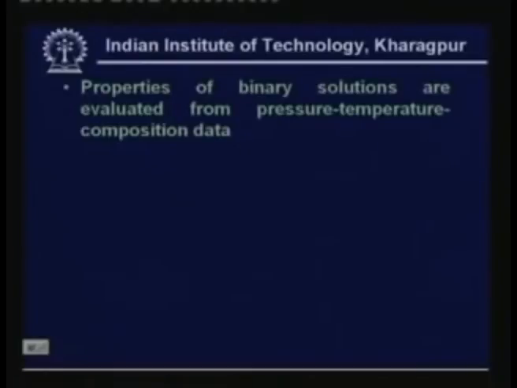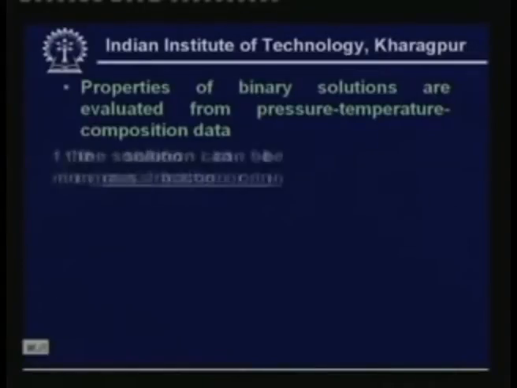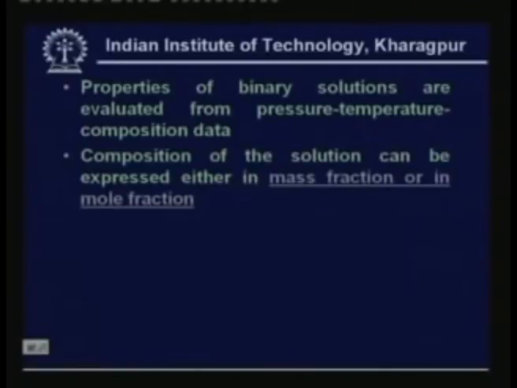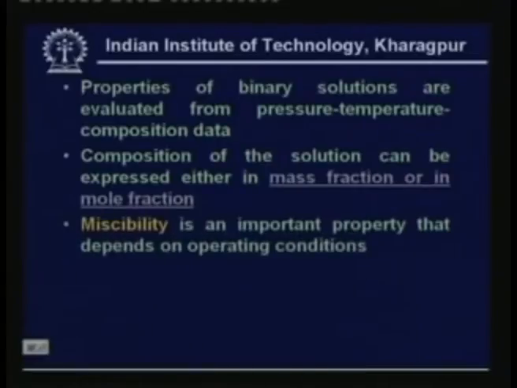Now, properties of binary solutions are evaluated from pressure, temperature, composition data. So, if you want to find the properties, you have to specify pressure, temperature and composition. Composition of the solution can be expressed either in mass fraction or in mole fraction. So, what is mass fraction, mole fraction?